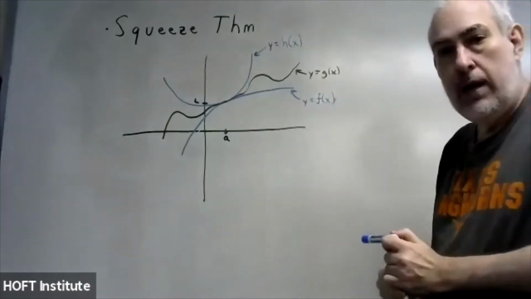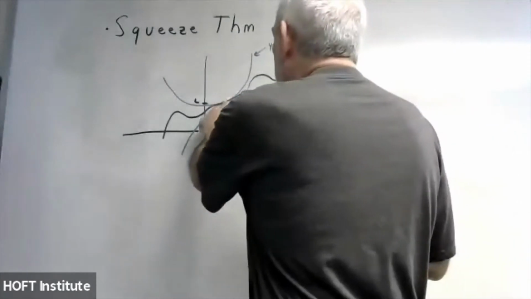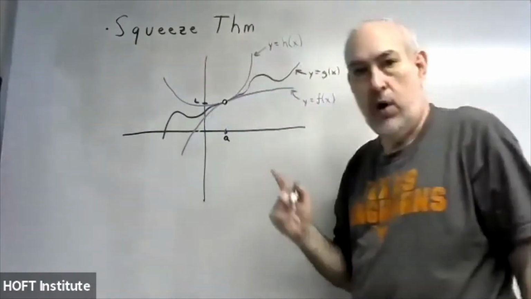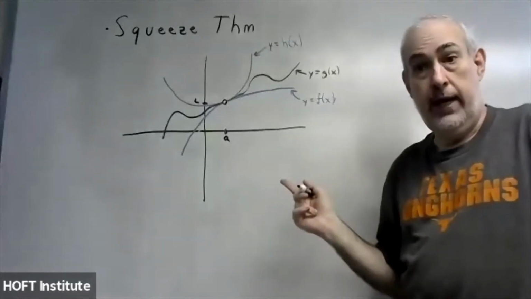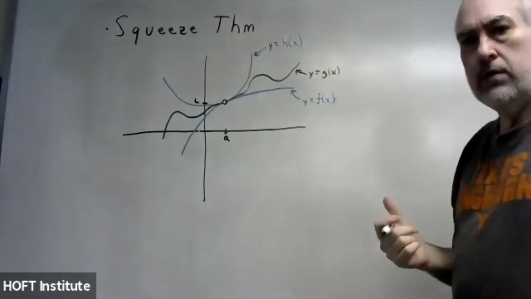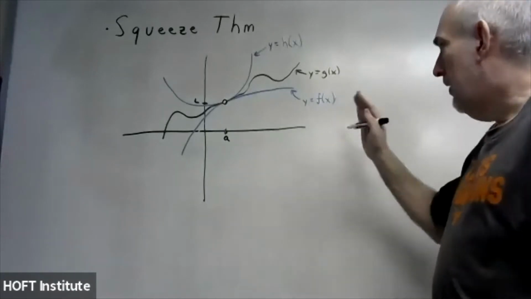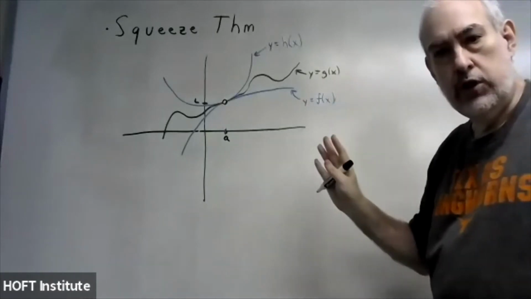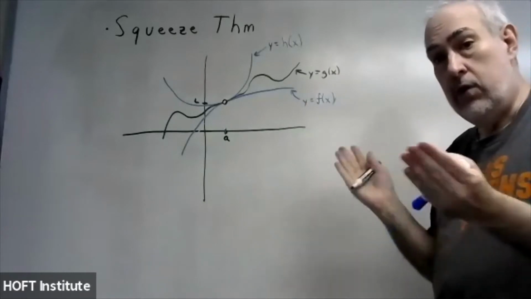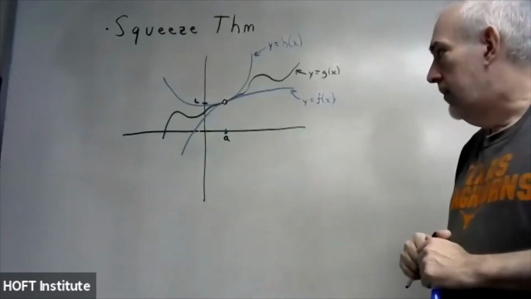And you can make this problem where maybe even all three of the graphs might have a hole at x equals a, and that's okay. Because remember, in the statement of the theorem, the f and g and h have to have this relationship in a neighborhood around a, but not including a. So a is not necessary.